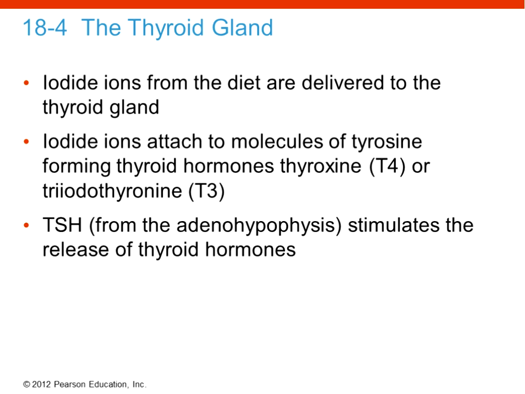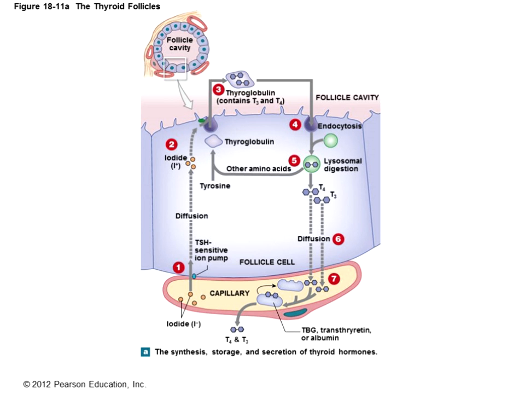Okay, so how does it work? How are they manufactured? Well, iodide ions, as we said, are essential to the formation. You need these to form T3 and T4 hormones. So the iodide ions are delivered from the diet to the thyroid gland, and they attach to molecules of tyrosine, which ultimately go through a series of processes giving you T3 and T4. And then, of course, TSH, as you know from the hypothalamic axis, will stimulate the release of these thyroid hormones out into the bloodstream. And this image does a nice job of showing the process.